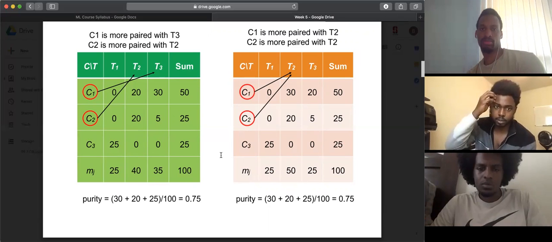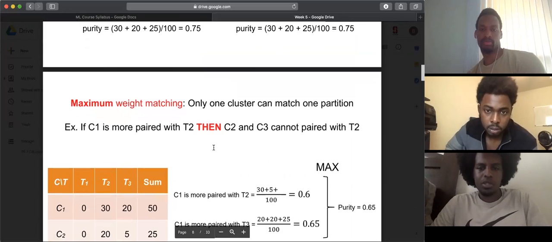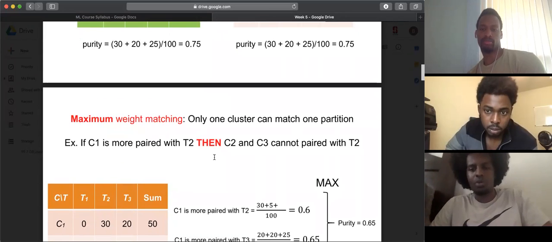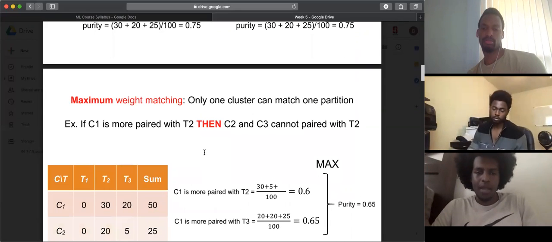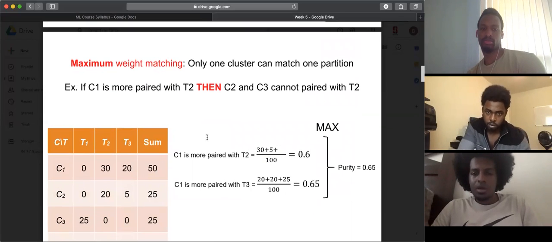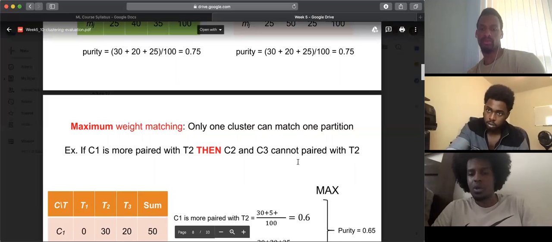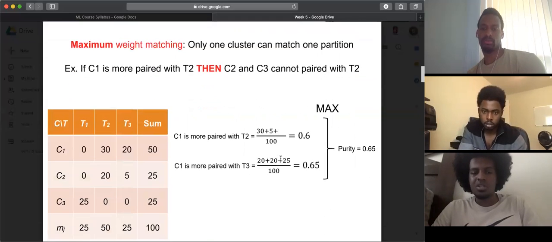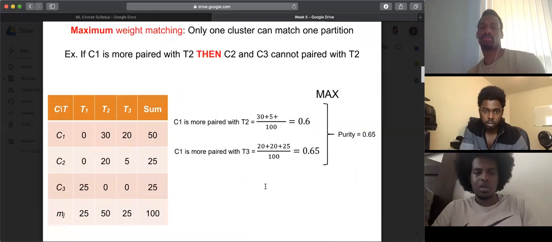Yeah, I see. Maximum weight matching: only one cluster can match one partition. So now the algorithm was improved upon so that your max has to correlate to a one-to-one. It's saying that, for example, if C1 is paired to T2, then C2 and C3 cannot be paired with T3 or T2. And so you can already think about how there will be a problem as a result of this, right?